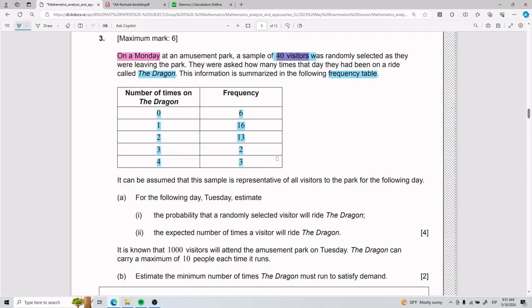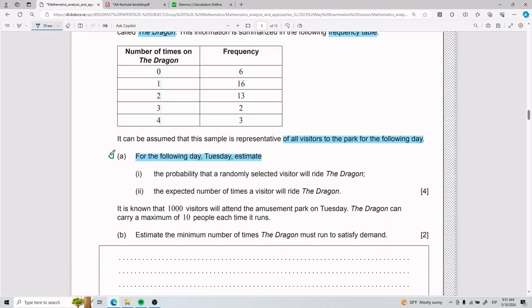It can be assumed that this sample is representative of all visitors to the park for the following day. So for the following day, we can basically estimate using the same table. We can trust the table as a good representation. So for part A(i), we need to find the probability that a randomly selected visitor will ride the Dragon.